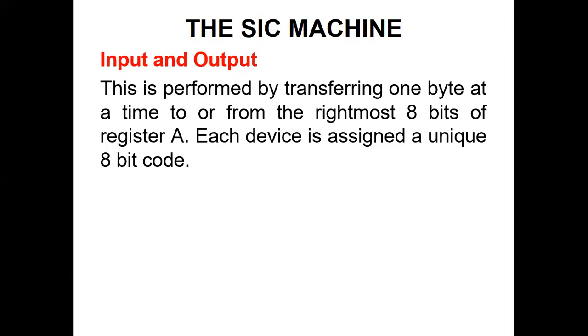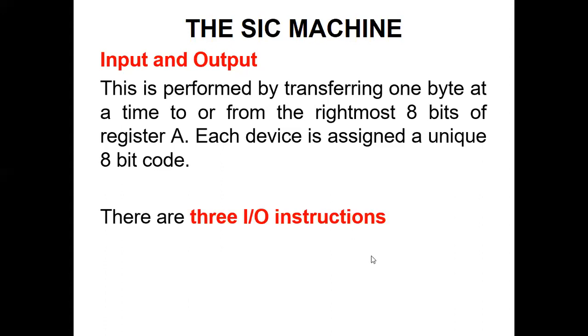Now, if we are going to input data or output data, we have to mention the device which is giving us the data or the device where we are outputting. Those devices are given by codes. Every device has a code which is 8 bits. A keyboard has its own code, a mouse has its own code, a printer has its own code, and so on. So when you say inputting, you give the code of the device which is going to input.